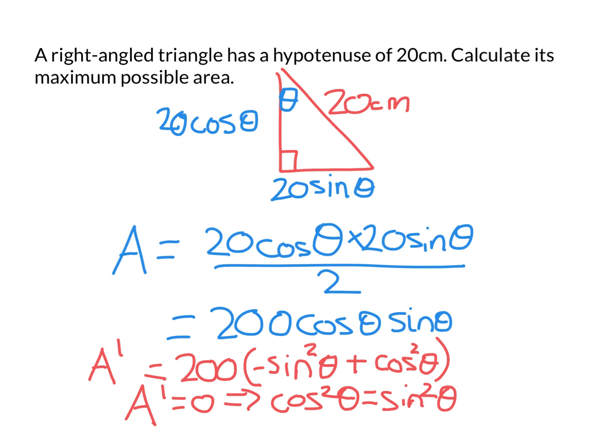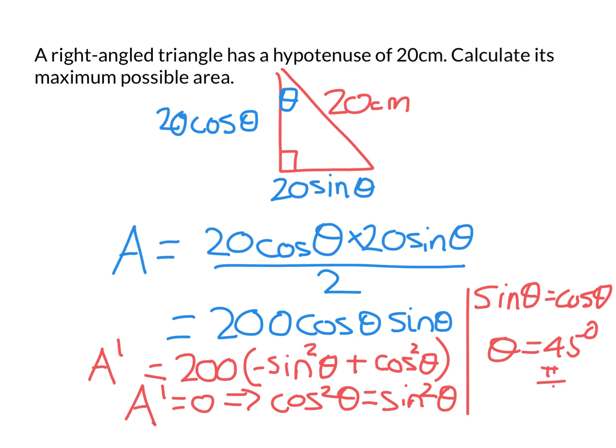So because their squares are equal and both are positive, we're really looking to find where sine theta is equal to cos theta. So you might know the answer to this off the top of your head. If you don't, you can divide by cos theta. You get tan theta equals 1, and theta equals 45 degrees or pi on 4 radians.